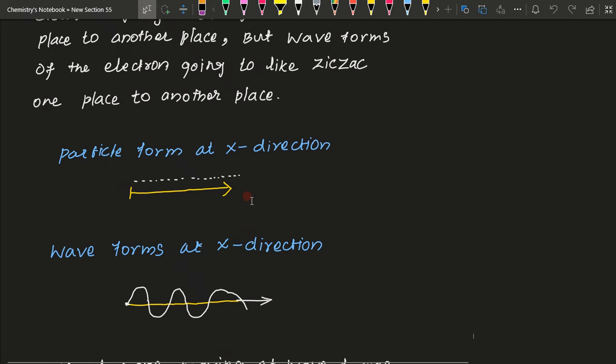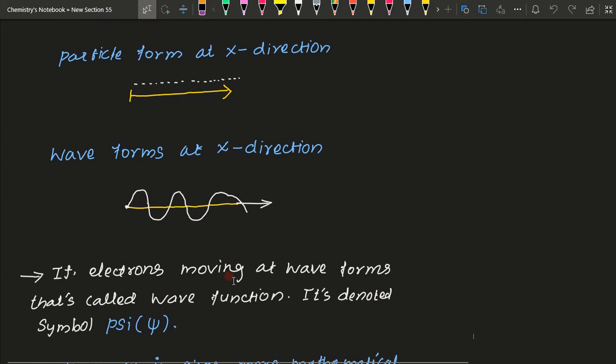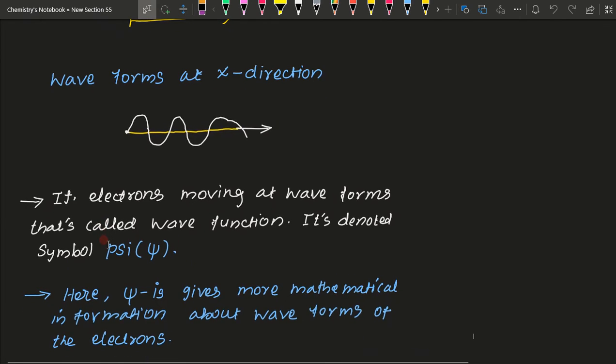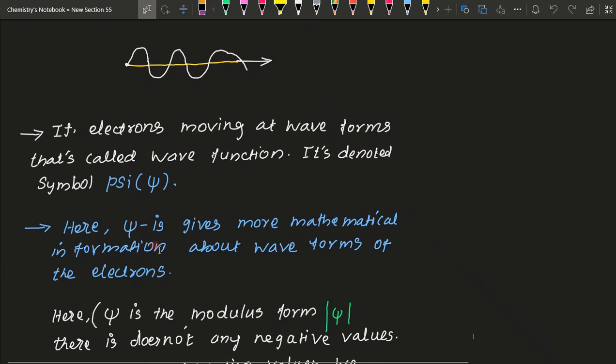We will see that in wave form the direction is zigzag. See here, this is the wave form, this is the particle form. If electrons are moving in wave form, that is called a wave function. It is denoted by the symbol psi. This is a mathematical symbol. Here psi gives more mathematical information about the wave forms of the electrons.